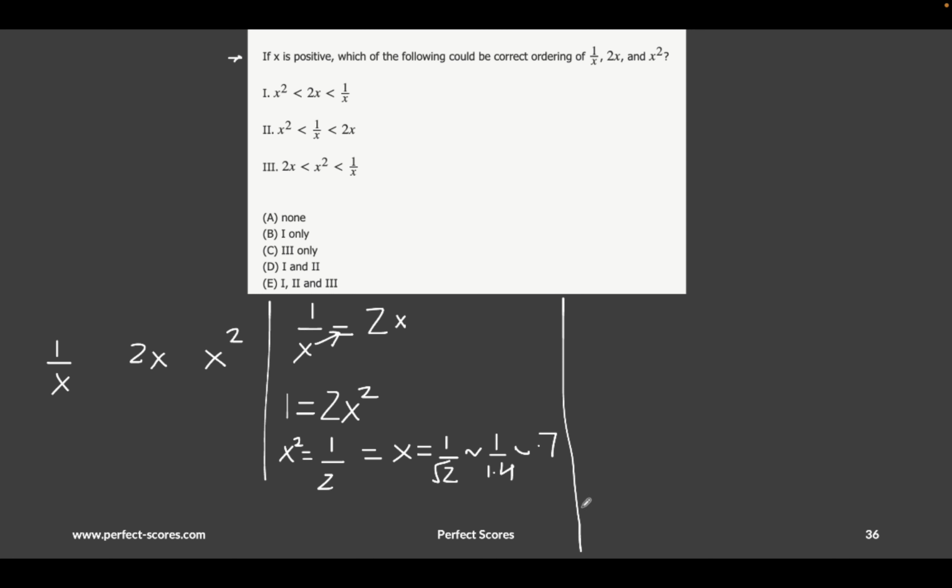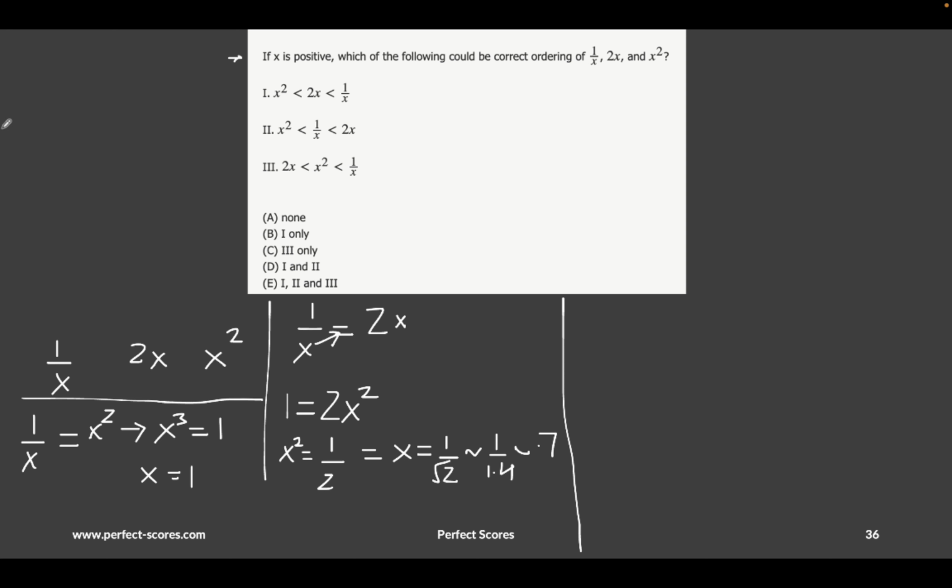Let's find the other critical points. The other critical point would be when 1 by x is equal to x squared. You can clearly make the case from here that x cubed has to be equal to 1, which means x has to be 1. So that's another critical point.